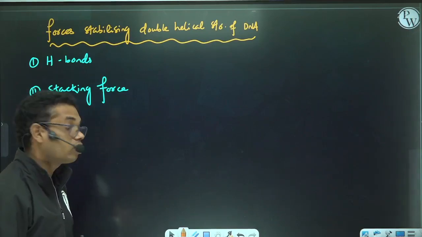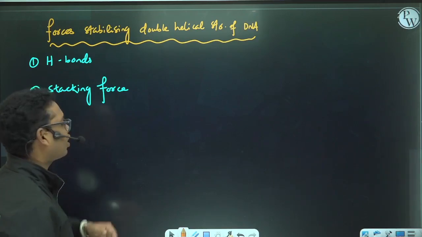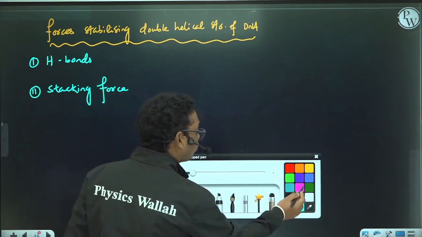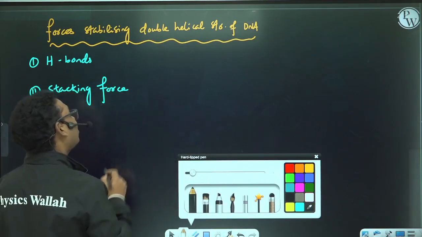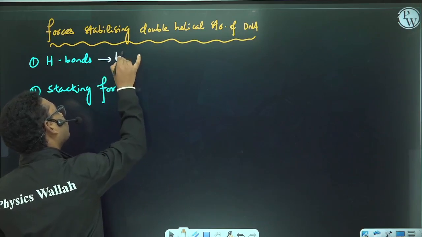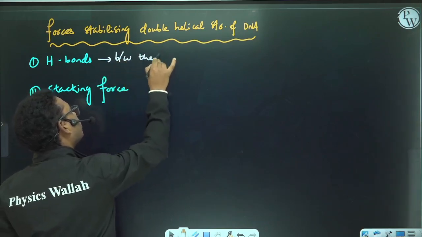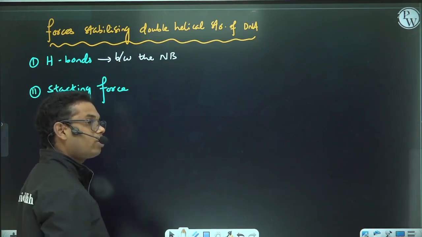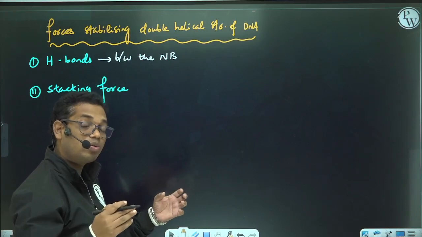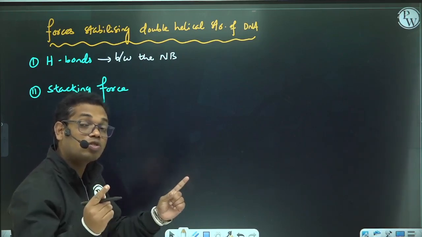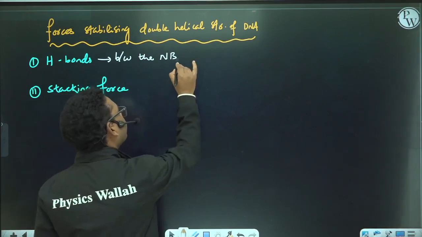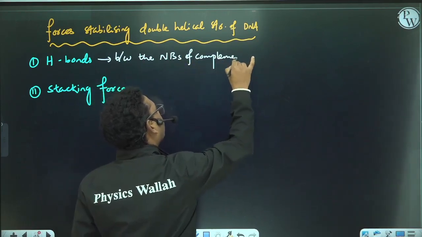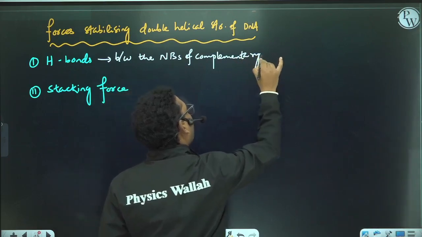There are two main forces. One is hydrogen bond, second is stacking force. This hydrogen bond, which is responsible for stabilizing the double-stranded DNA, is present between the nitrogenous bases. For nitrogenous bases, I will write NB. The hydrogen bonds are present between the nitrogenous bases of two opposite strands, complementary strands. So I will write nitrogenous bases of complementary strands.